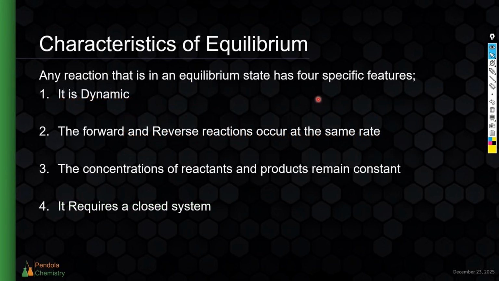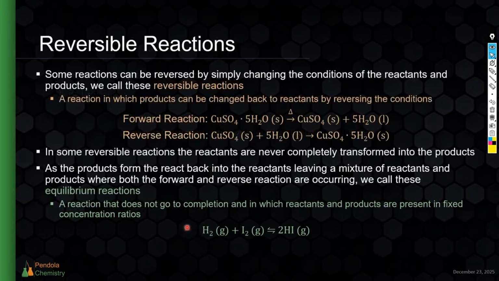So there are four different characteristics of equilibrium. Any reaction that is in equilibrium state, and we call this a state because equilibrium reactions eventually reach an equilibrium state, has four features. So equilibrium reactions like the one we just discussed, the reaction of H2 and I2 to create HI, are going to be denoted by this double arrow. And that double arrow is essentially showing that it's going in both directions. That is what denotes an equilibrium reaction.